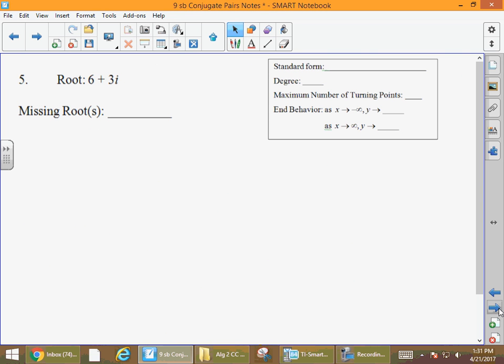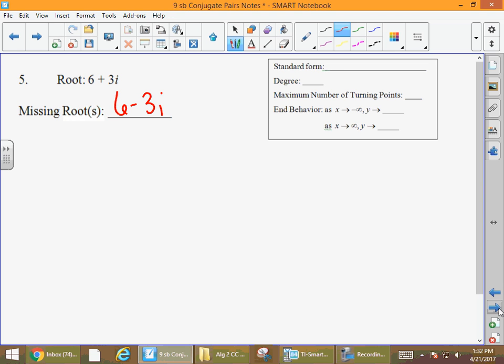I want to take a look at problem number 5, and I would like to show you a shortcut that works. And I use the term shortcut loosely, because it's still going to be a long problem. And what we've got here is the root is 6 plus 3i. Do we have any other roots that we can identify? So it's going to be 6 minus 3i. Again, I'm going to use a shortcut. It's not the only way, but it is much shorter than the other way. If you would like to see the other way, it just needs to be you and me.